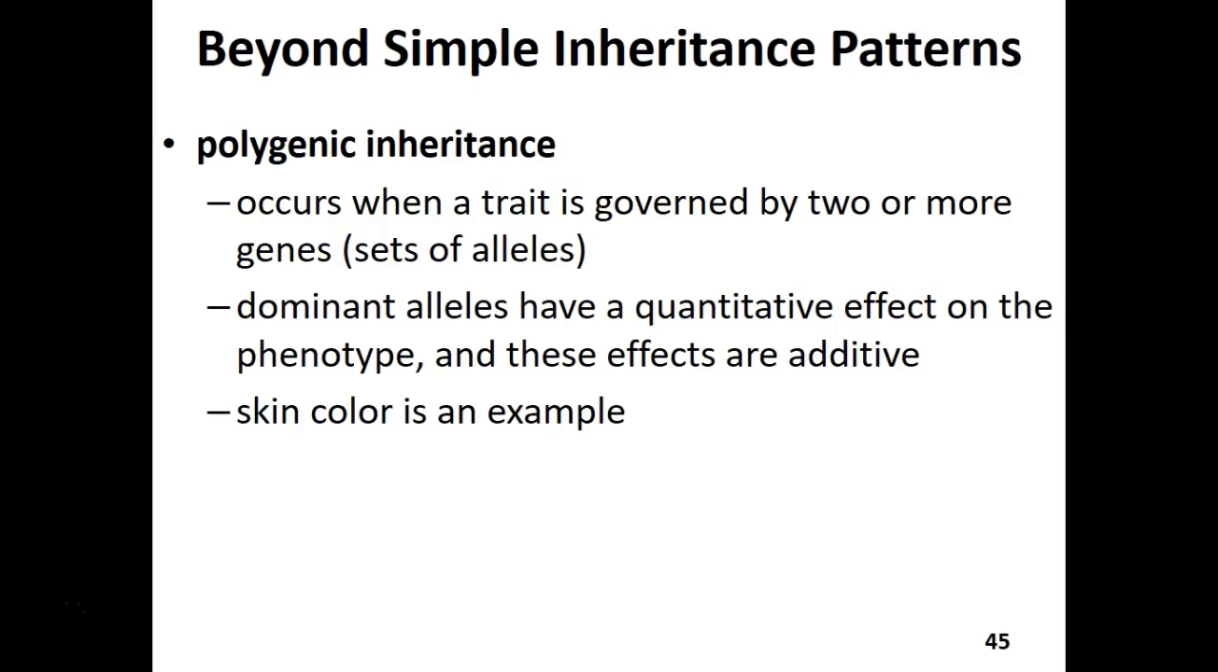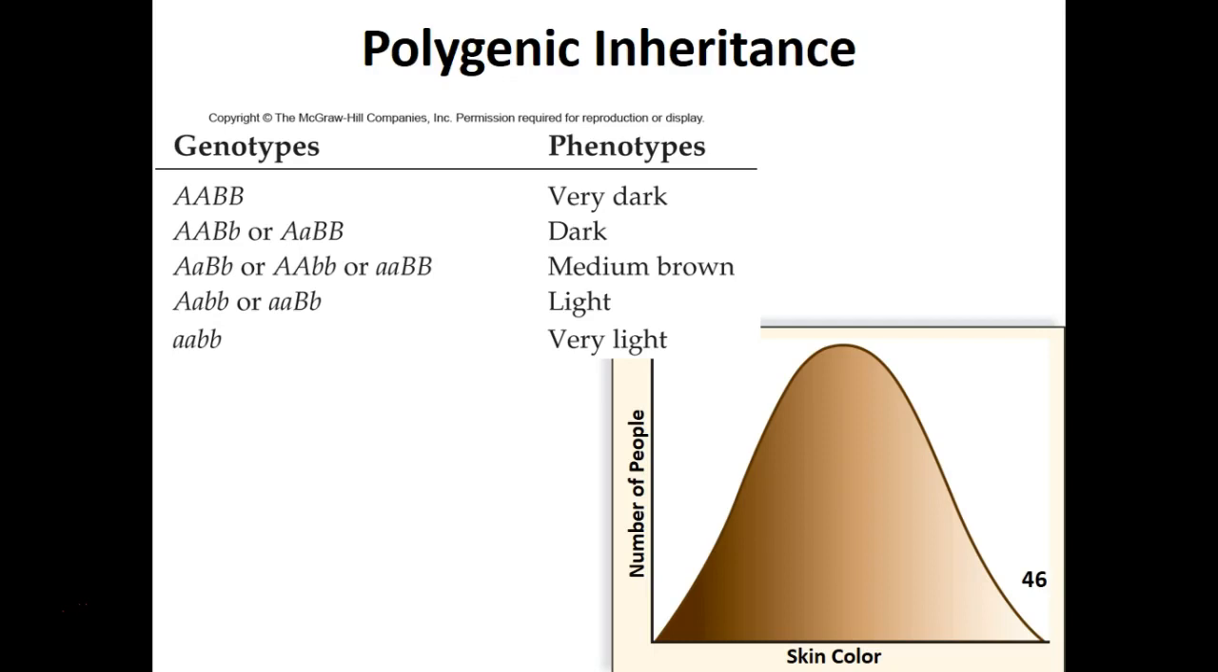And so in this case, you're going to be adding up the number of dominant alleles. Each dominant allele has an additive effect on the phenotype. And so here we've simplified it by looking at just two genes, but skin color actually has like 3 or 4 genes that influence it. And so we get this bell-shaped curve where we have individuals that have very dark skin on one side, individuals with very pale skin on the other, and the majority of individuals are somewhere in the middle.